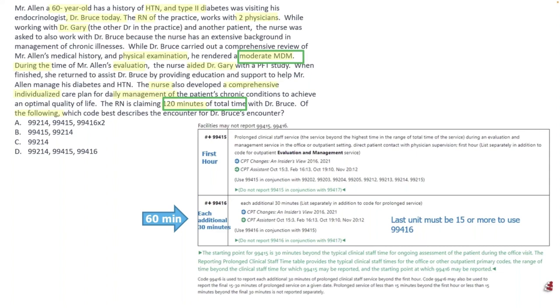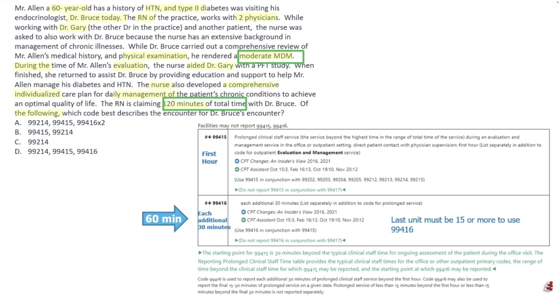Okay. On site, can we eliminate anything before I get into this discussion? If you say B, absolutely, because they're coding 99415 before 99214. 99415, as you can see, is an add-on code. And remember, they're never sequenced first. So we can get rid of B. Anything else? I don't think so. I don't know.